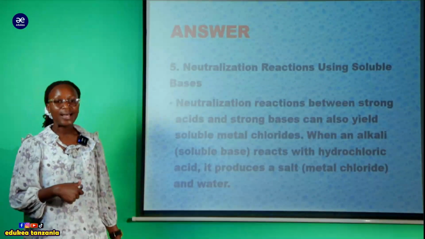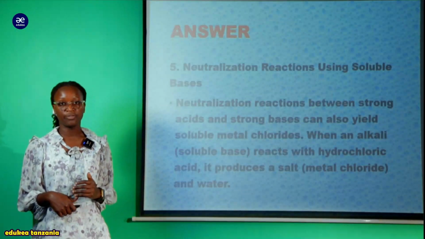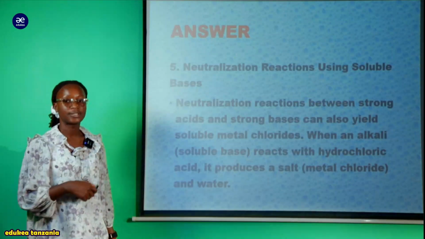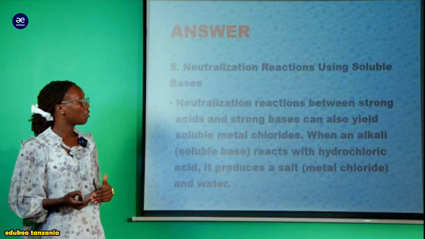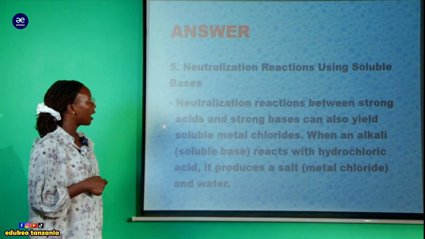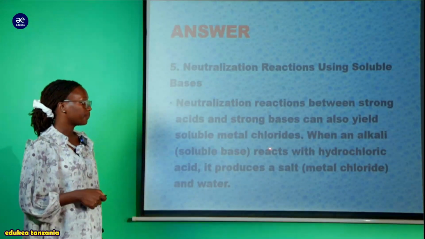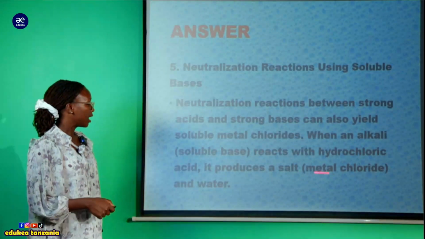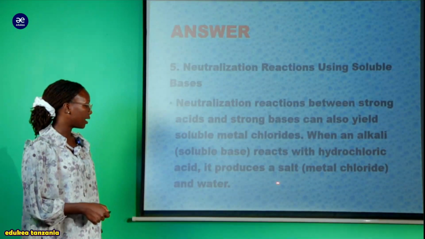But also the last method which can be employed to prepare the metal chloride is using the neutralization reaction with soluble bases. We neutralize soluble bases, and finally we are able to prepare these soluble chloride compounds. For instance, neutralization reaction between strong acid and strong bases can also yield soluble metal chloride. When an alkali, a soluble base, reacts with hydrochloric acid, it produces a salt which is a metal chloride, and water.